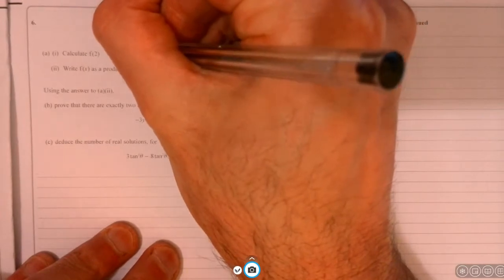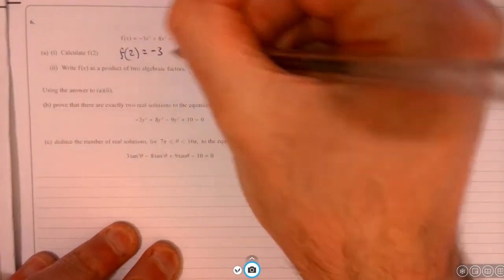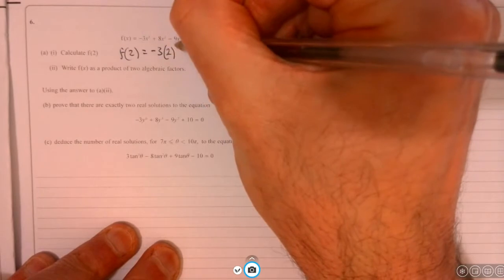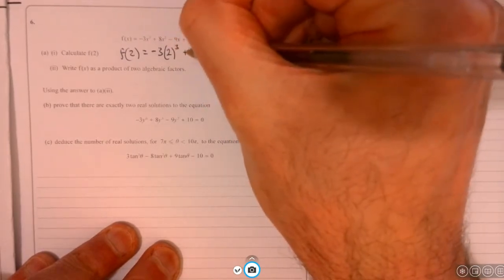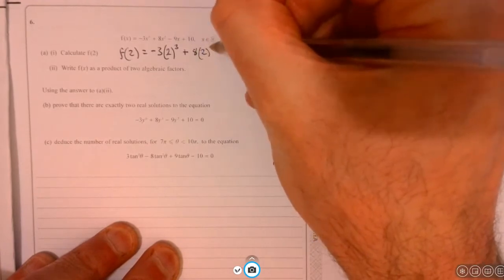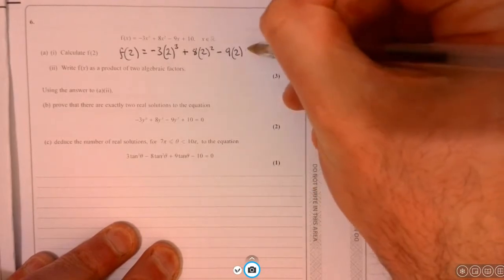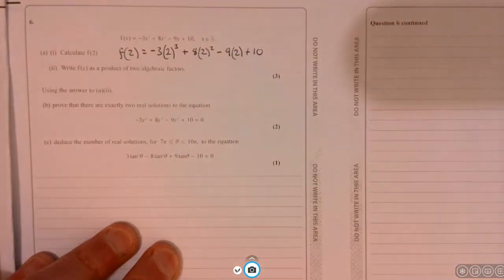Question 6. For part A, all we've really got to do is sub in 2 to this. When you do so, always put it in brackets. It can be a problem when you're using negatives, so just be aware of that. But the rest of this you really should be able to do on your calculator without too much trouble.